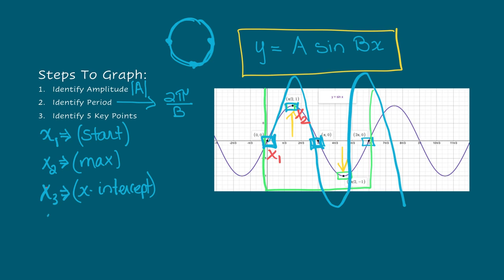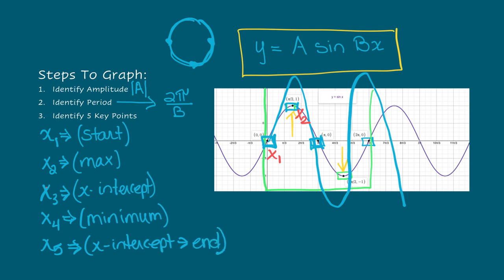And then my fourth point is going to be another minimum, or a minimum, sorry. And the last point is going to be the end of my cycle, and it's going to be an x-intercept. Those are going to be right here. So let me go ahead and label those as well, just so you have them. So this is x3, x4, and x5.